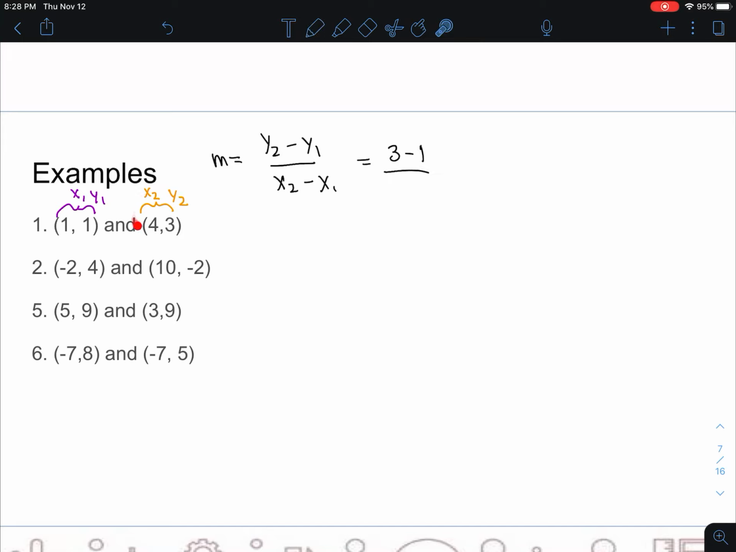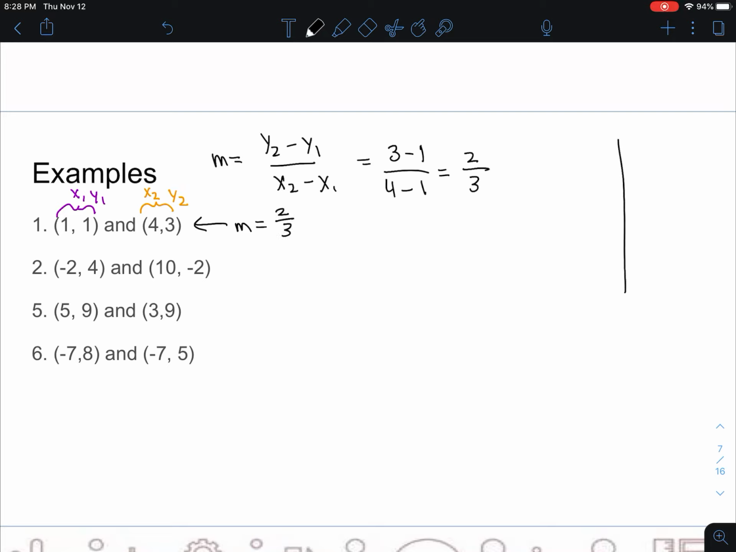This is in this ordered pair. Our x2 is 4 minus our x1, which is in this ordered pair, and it's 1. So now we can do our solving. 3 minus 1 is 2, and 4 minus 1 is 3. So in this example, our slope between these 2 points is 2/3.